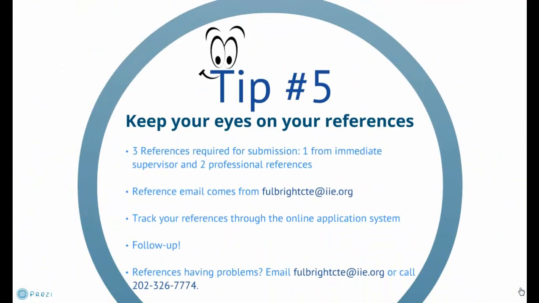Tip number 5, keep your eyes on your references. Our application requires 3 references, 1 from your immediate supervisor and 2 professional references. All 3 of these references must be submitted through the online system. Once you send the automated emails to your references, you should follow up with them individually. These types of automated emails often end up in the recipient's spam or junk folder. So make sure that you tell your references that the email request comes from fulbrightcte@iie.org.